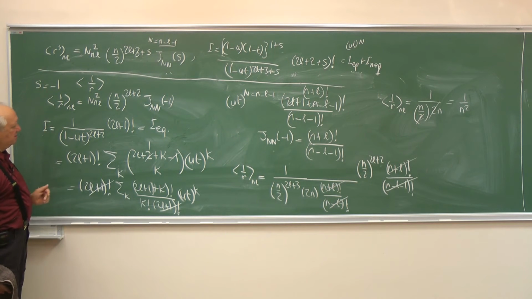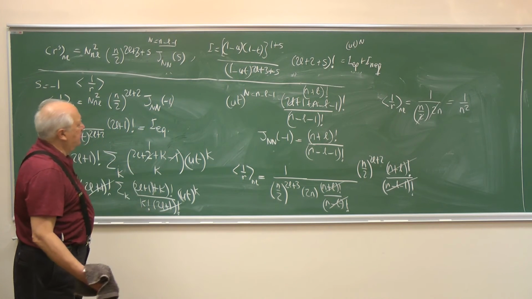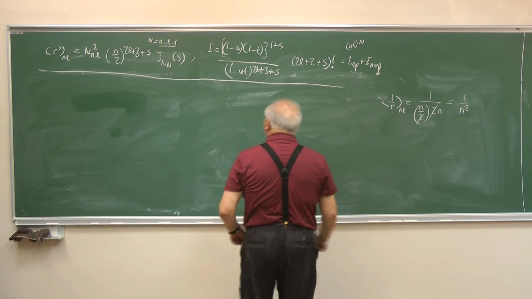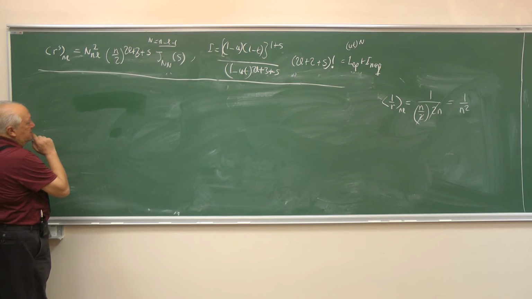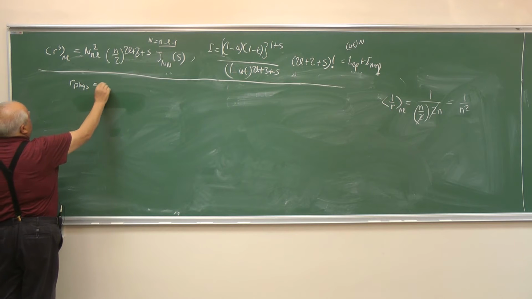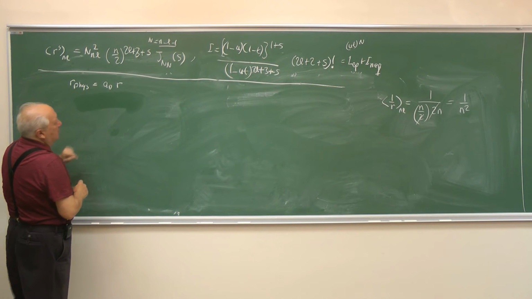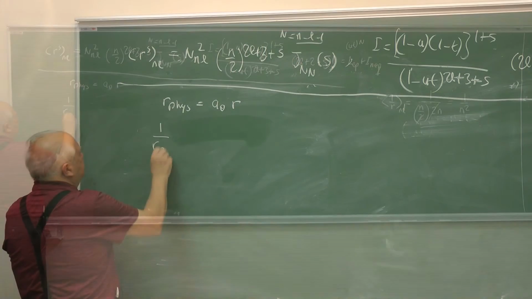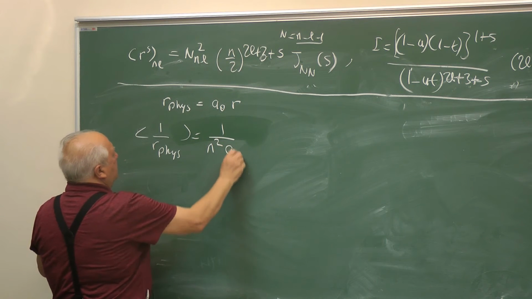The calculation is finished. We computed J and inserted it here, and we have the average of 1 over r. So I would like to comment a bit more on this relation. First, notice that we are using dimensionless r, and the physical r is just the Bohr radius times r. So r is scaled. So if you multiply this relation by 1 over a0, the average of 1 over r physical is 1 over n square a0.